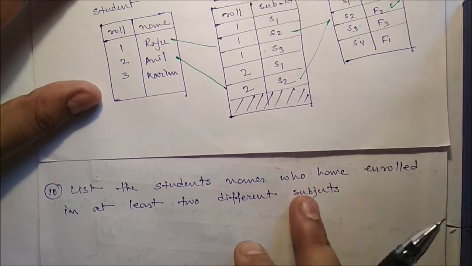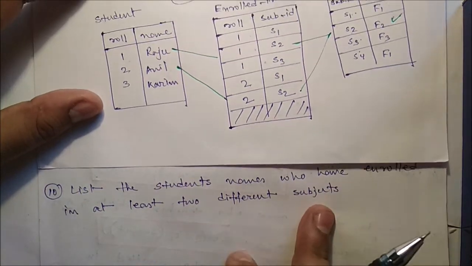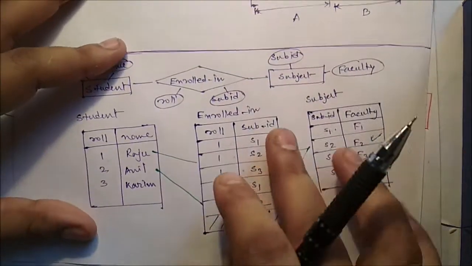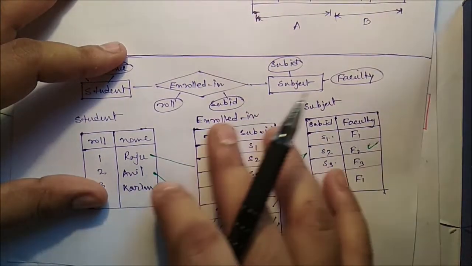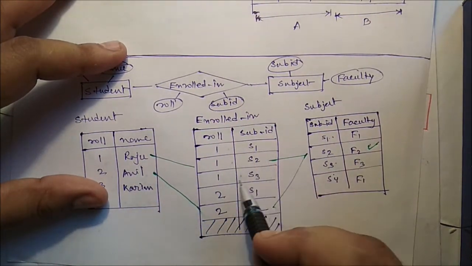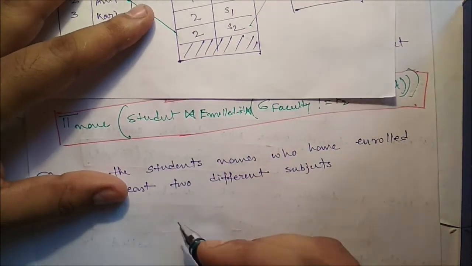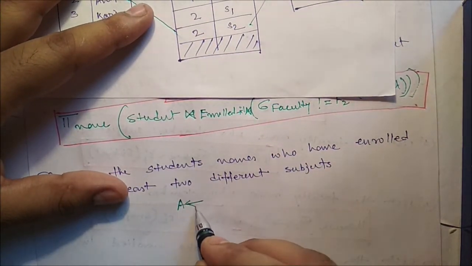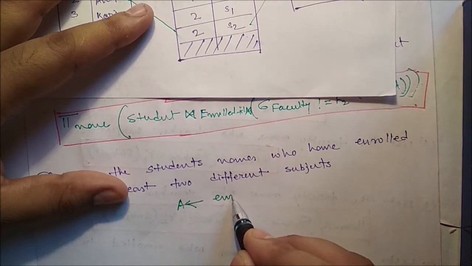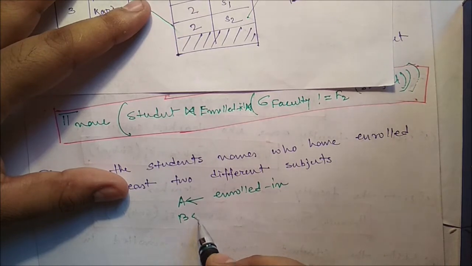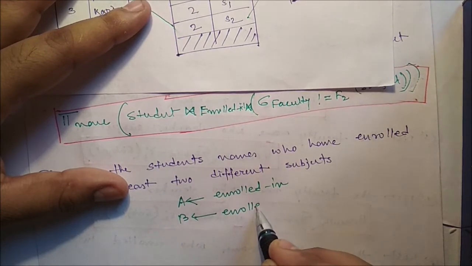Next: list the student names who have enrolled in at least 2 different subjects. To implement this, we have to use the self join. Okay, so from here let's see this particular query. Let A be enrolled in, similarly B is also enrolled in.